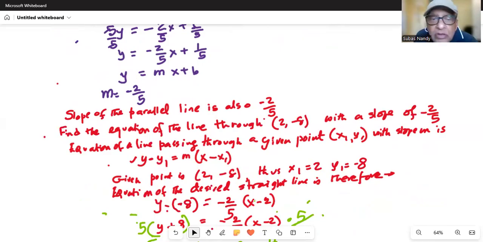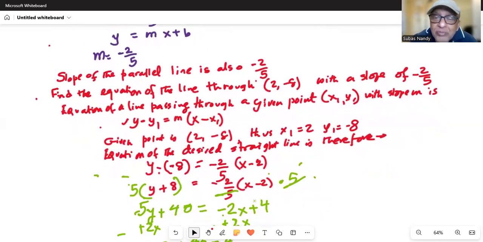Plug in the value of the slope, the value of y1. There's a twist here. The y1 is minus 8. However, it is y minus y1. So there's a minus and then there's a minus. Now you have to remember, two minuses make it plus. Minus times minus is plus. Hence it is y plus 8 equal to minus 2x minus 2.